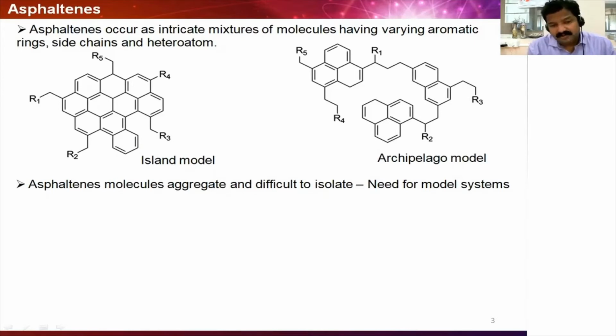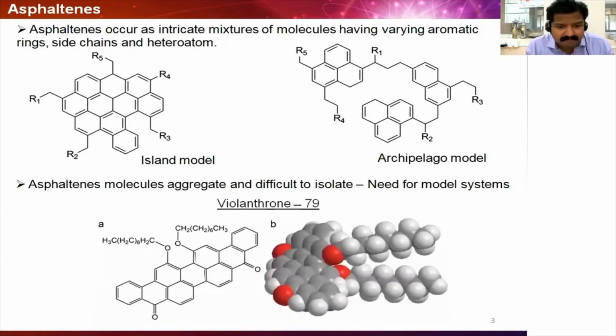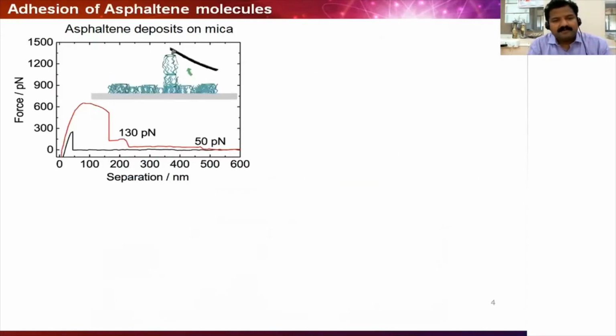Since asphaltene molecules are extremely difficult to isolate, fundamental studies to understand their interactions are mostly performed on asphaltene-mimicking materials. These are model compounds, and one such compound is called violanthrone, which has almost nine fused rings in its aromatic core, and then these appended alkyl side chains, as you can see here. This is the heteroatom, the oxygen, colored in red. So this is a model molecule of asphaltenes.